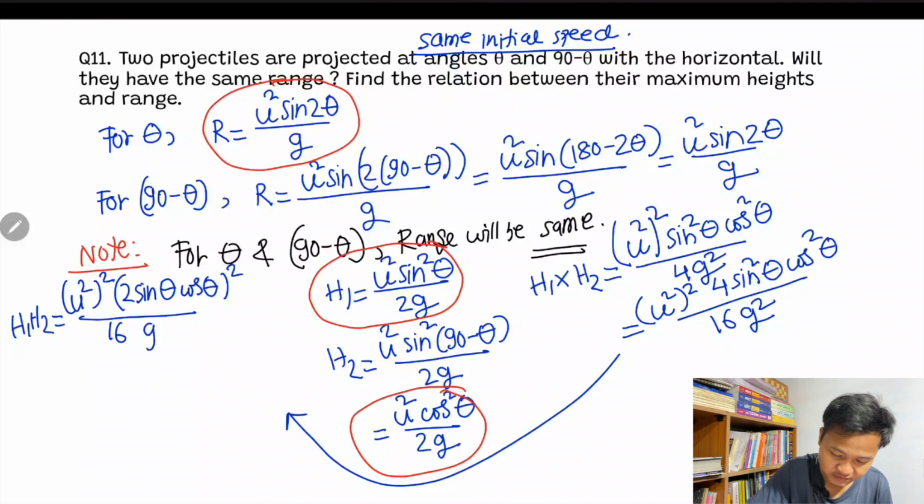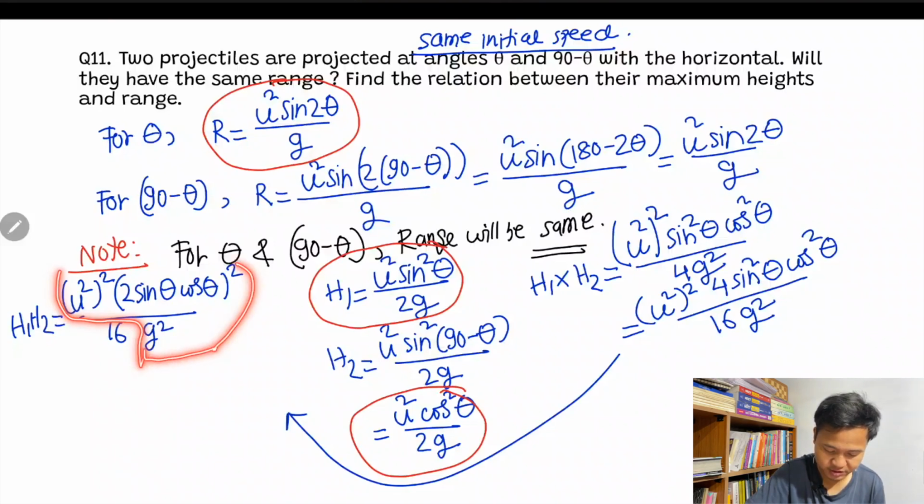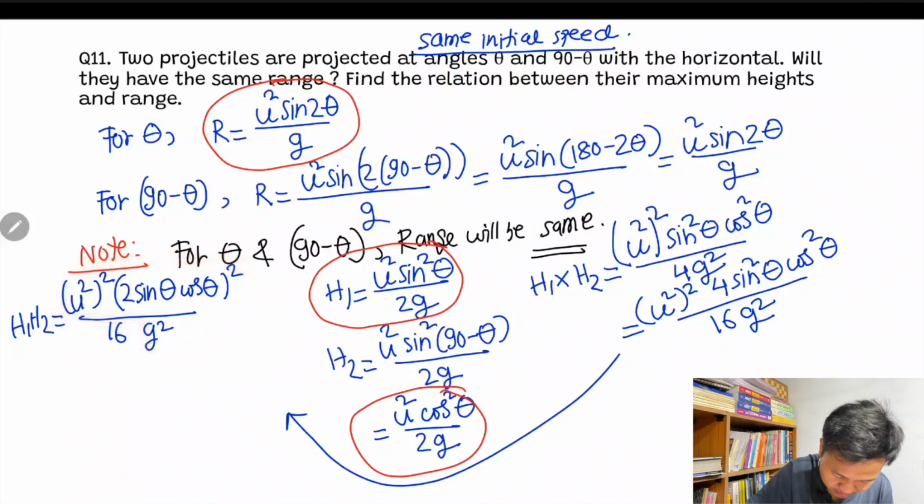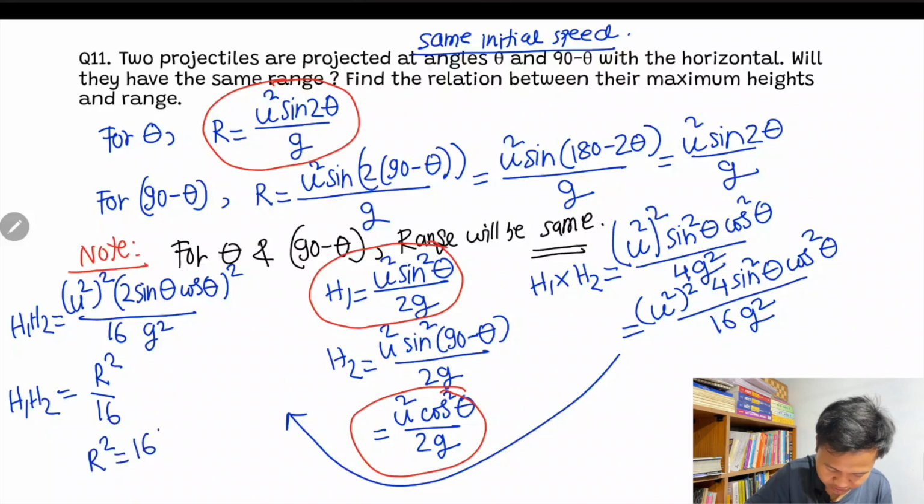See here, this part is range square. So this is range square by 16, which is h1 into h2. The relationship we have is range square equals 16 into h1 into h2. So this is the relationship.